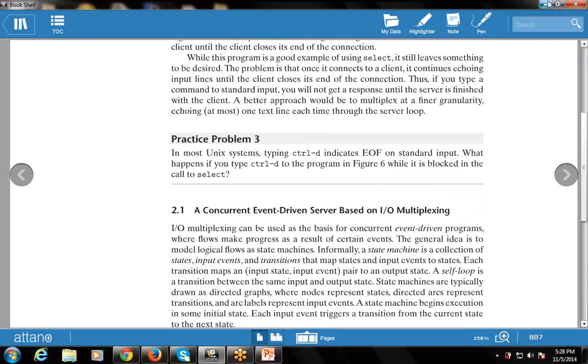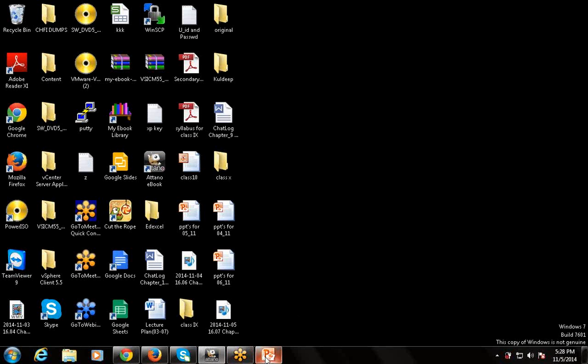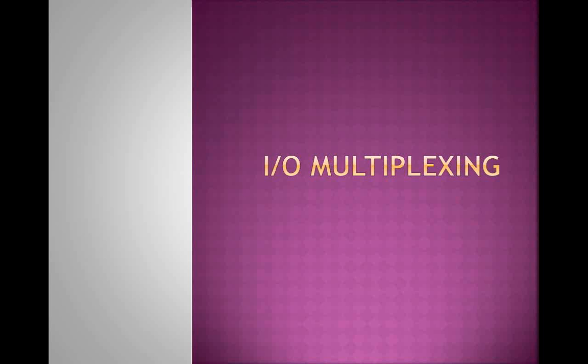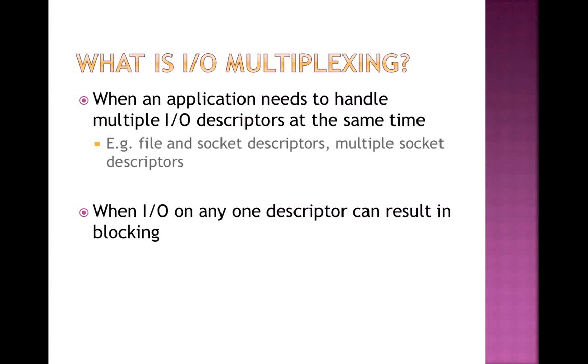Now let's see with the help of PPTs. Input output multiplexing. First of all, what is input output multiplexing? This says when an application needs to handle multiple input output descriptors at the same time, that is known as input output multiplexing.